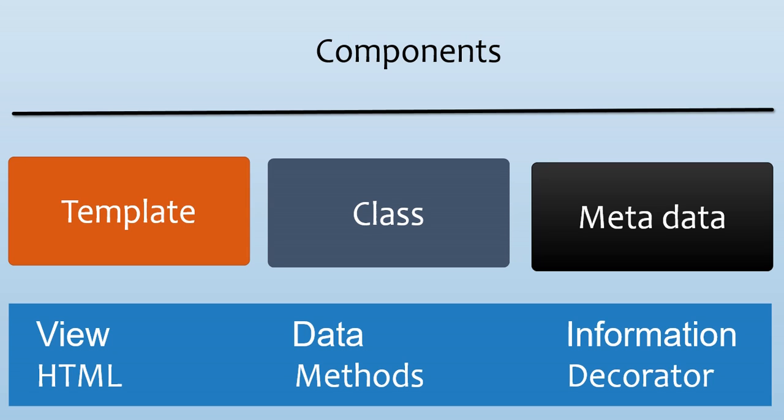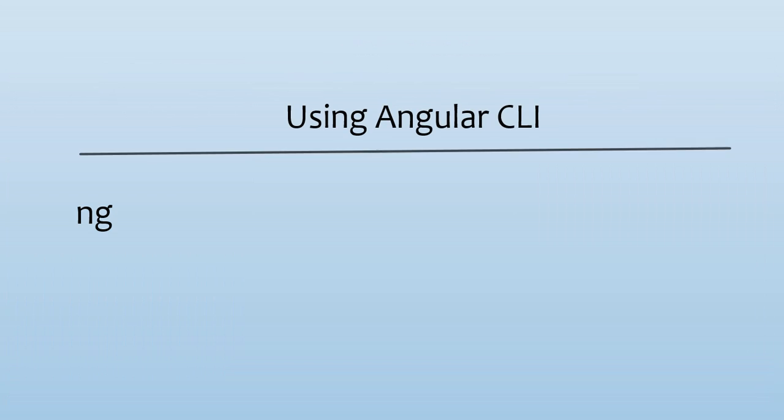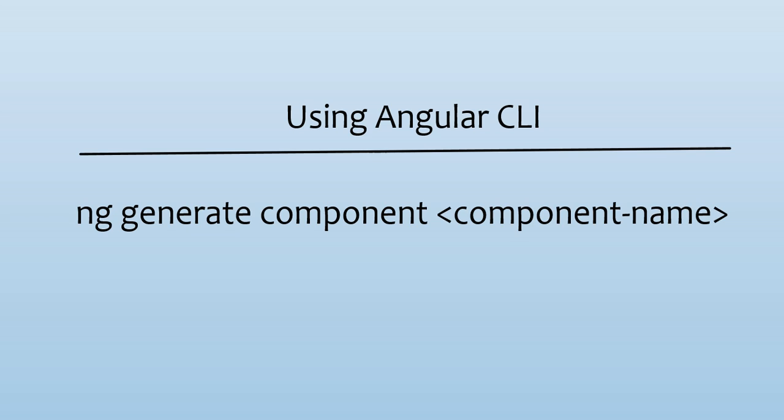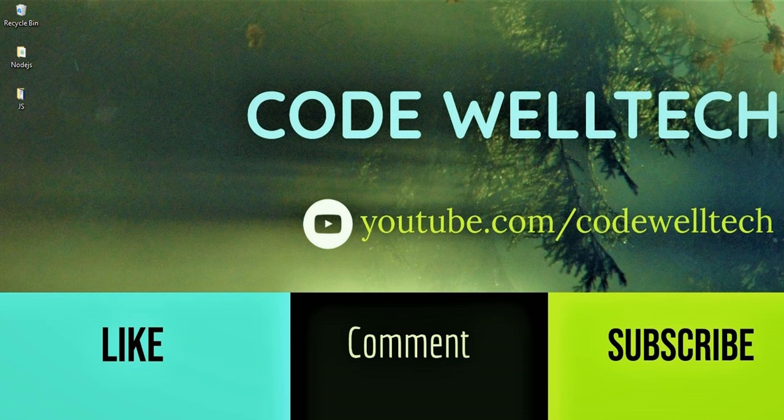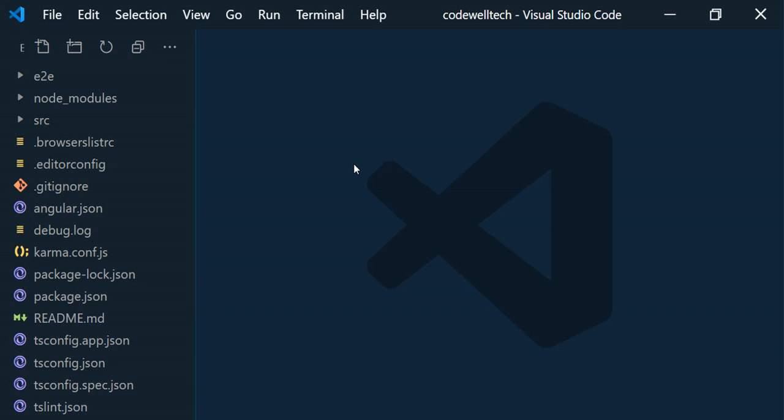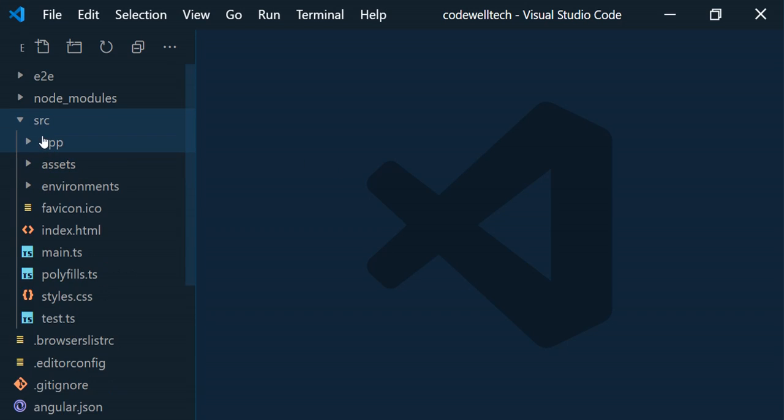There are two ways of creating a component. One way is using Angular CLI, another way is manually creating a component. First we will see how to create a component manually. I have the Angular project that we created in the last session. Here you can see that app component is present under src. So here I am going to create a component.